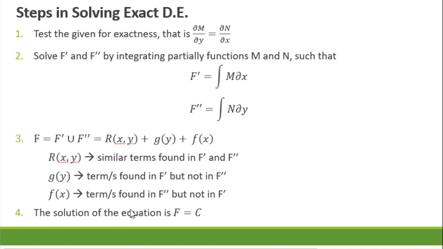Then the solution of the equation is F, which is the combination of all your f' and f'', then equal to C. Please don't forget this. This is not equal to 0, but this is equal to C. That's a common mistake made by students.